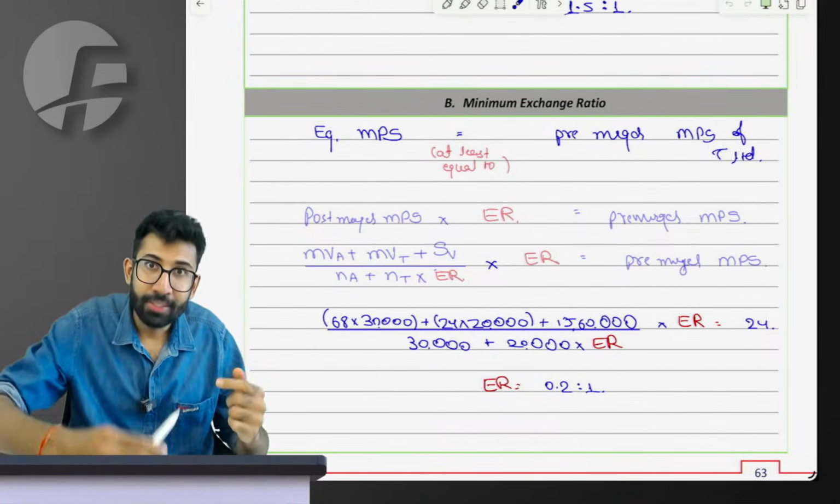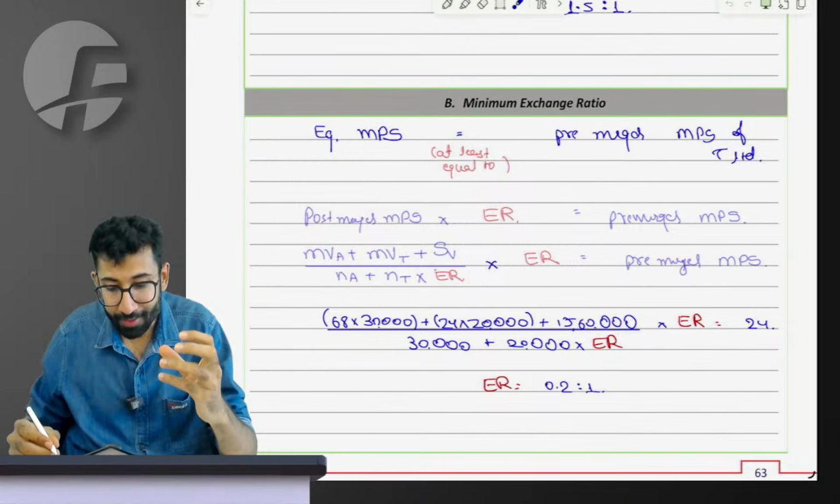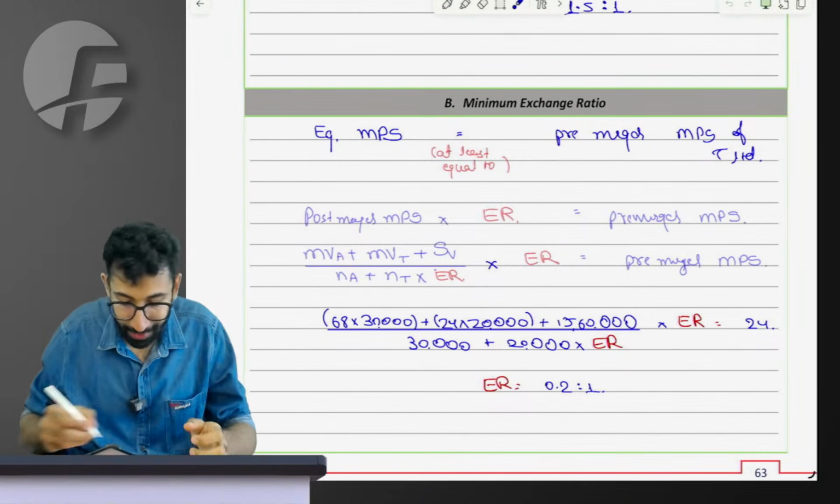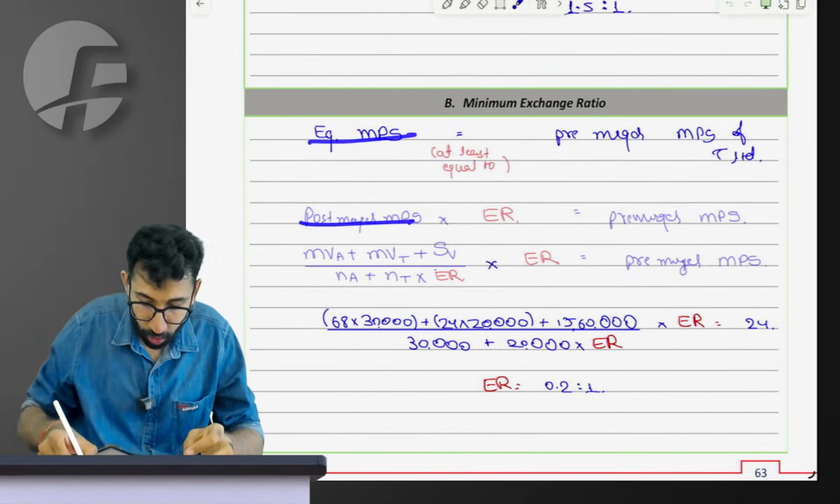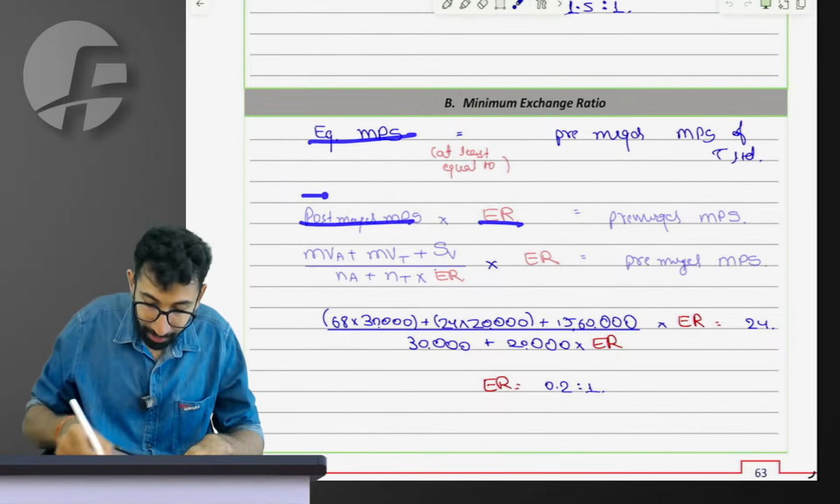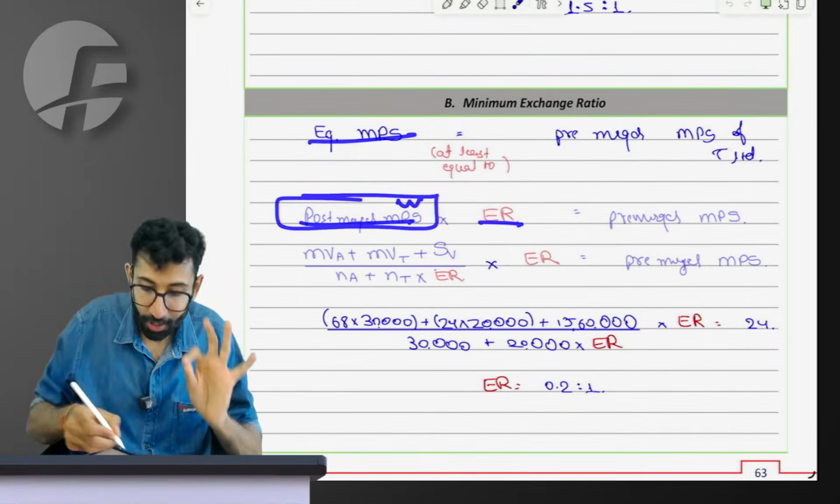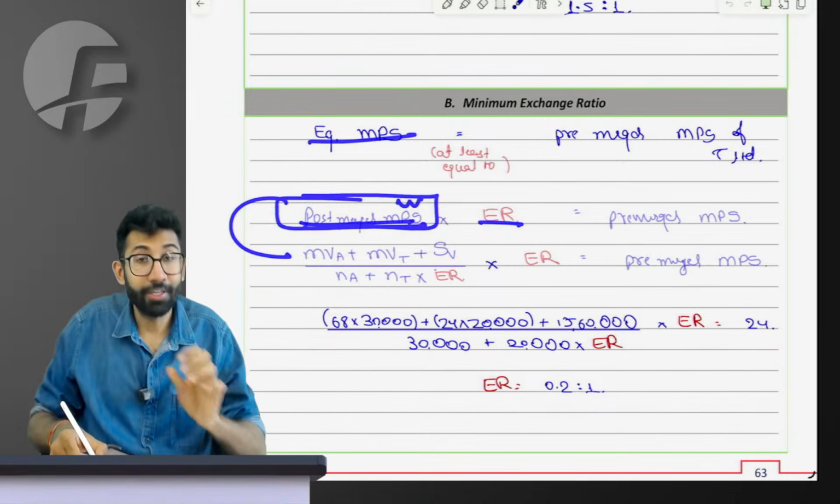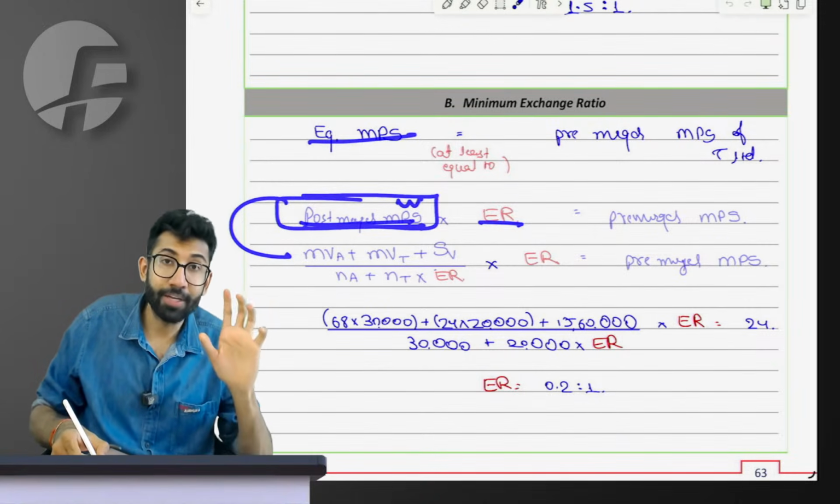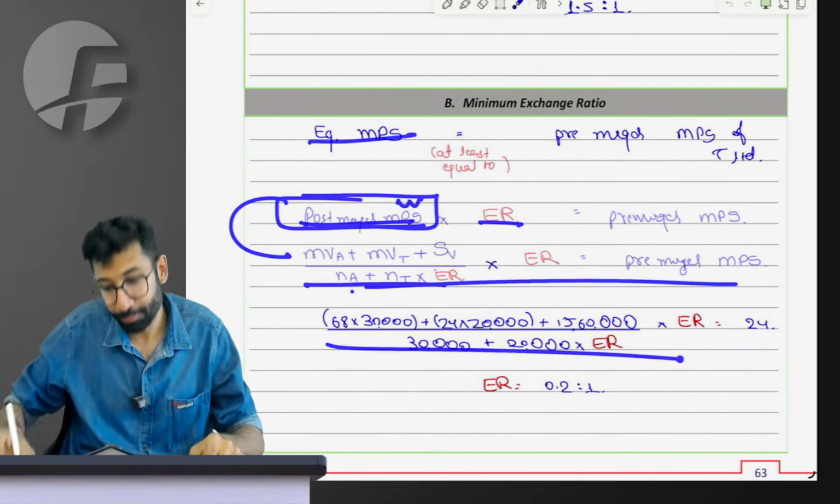Same rhythm, just smartness of mind is needed: equivalent is post-merger into exchange ratio, fine. But this time the post-merger we are talking about is MPS, obviously EPS is not in the picture. How is post-merger MPS calculated? Pattern to PE approach or value plus value approach? Value plus value approach, simple.